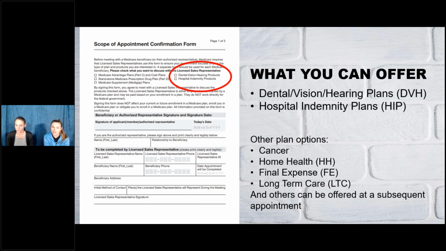Yes, it is a perfect excuse to bring it up. The client's not going to think anything of it because they have to sign off whether they want to talk about it or not. And then also keep in mind that people love what they can expect.